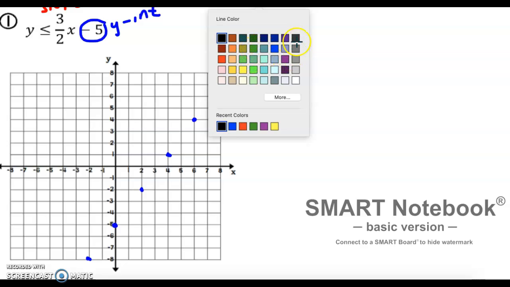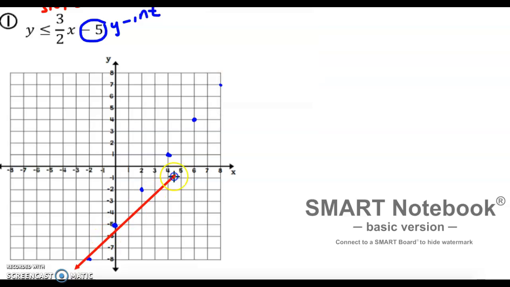It's important to look at the inequality symbol before you draw a line and connect the points, because your line isn't always going to be solid. It depends on that inequality symbol, whether you do a solid line or a dotted line, a dashed line. Okay, now y is less than or equal to 3/2 x minus 5.